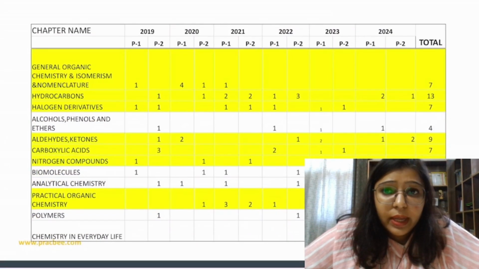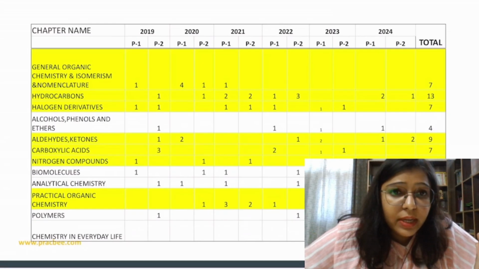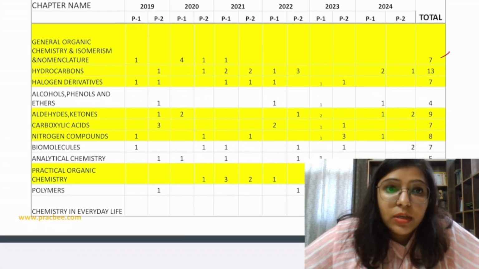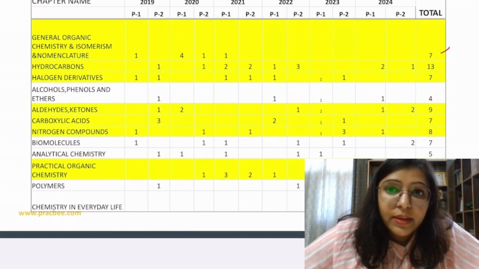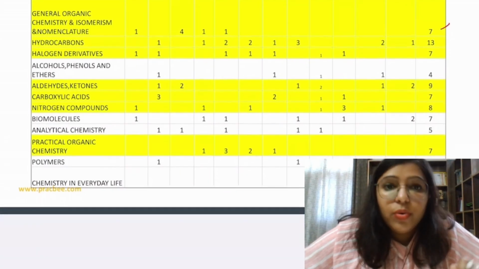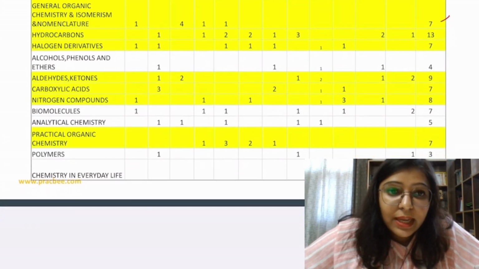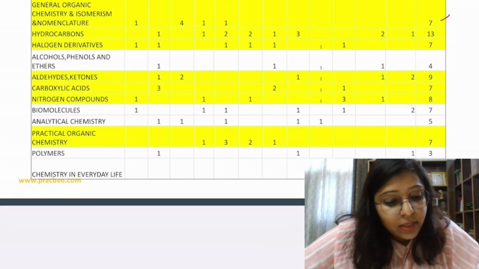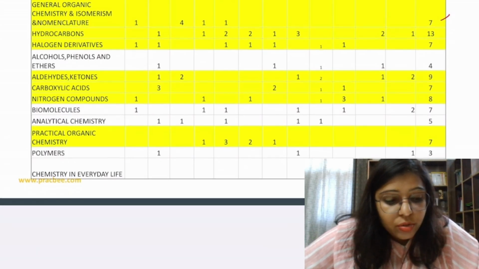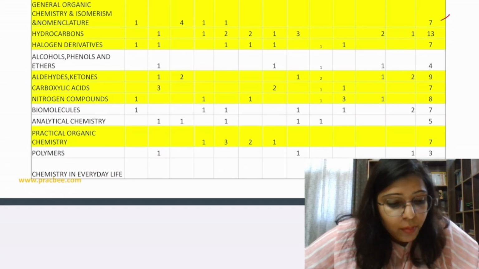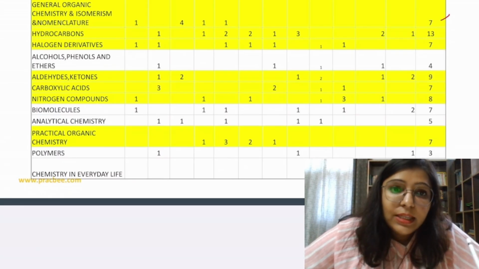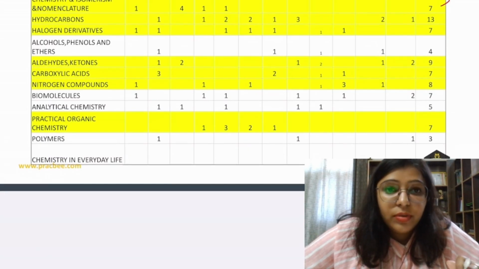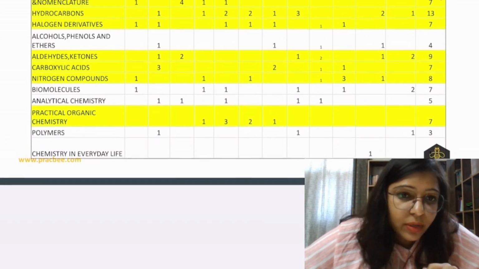Now if we talk about the types of questions, from GOC, isomerism and nomenclature itself you get 7 questions. Then hydrocarbons 13, halogen derivatives 7, alcohols phenols ethers 4, aldehydes ketones 9, and carboxylic acid only 7, nitrogen compounds 8, biomolecules 7, analytical chemistry 5, practical organic chemistry 7, and polymers 3. And chemistry in everyday life, you get one question.